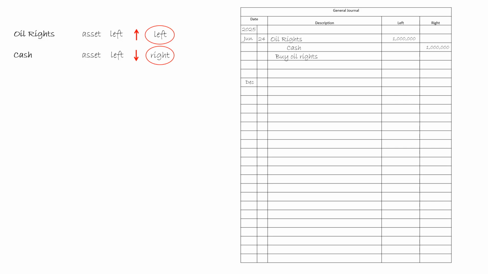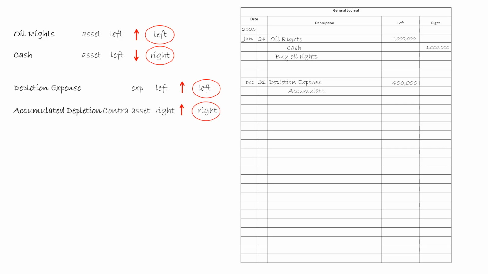Our journal entry to record the used up part of the $1 million cost is very similar to the entry to record depreciation. Just substitute the word depletion for depreciation. Debit depletion expense, an expense so increases on the left, and credit accumulated depletion, a contra asset buddy account to oil rights, so it increases on the right.